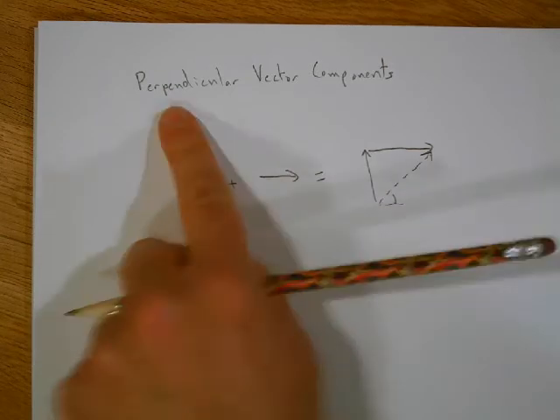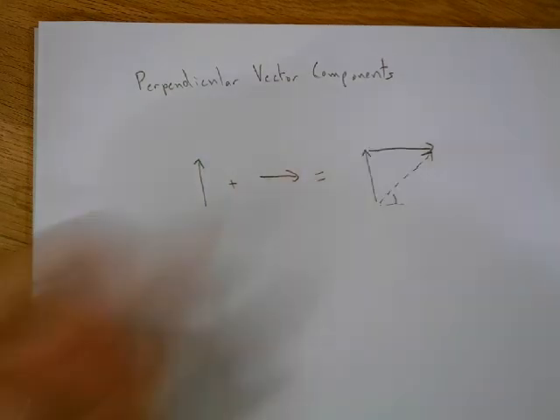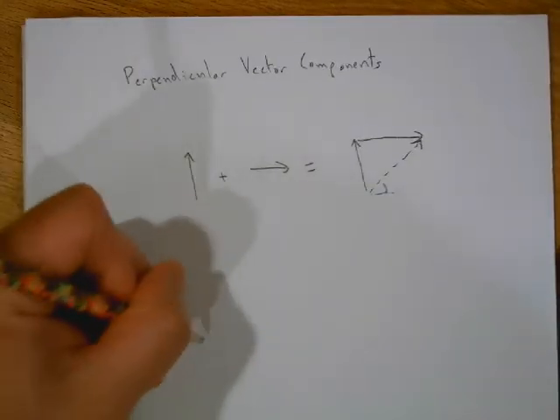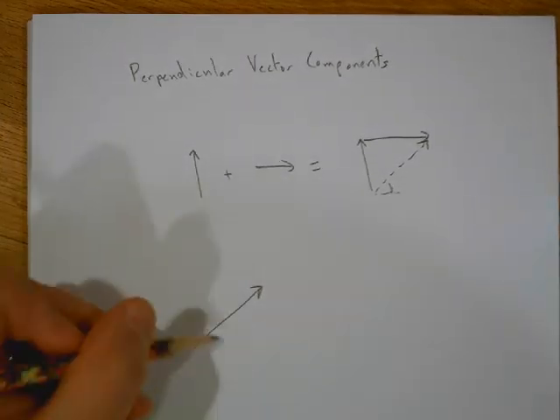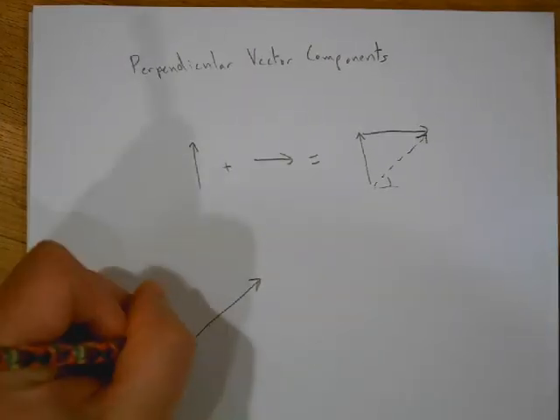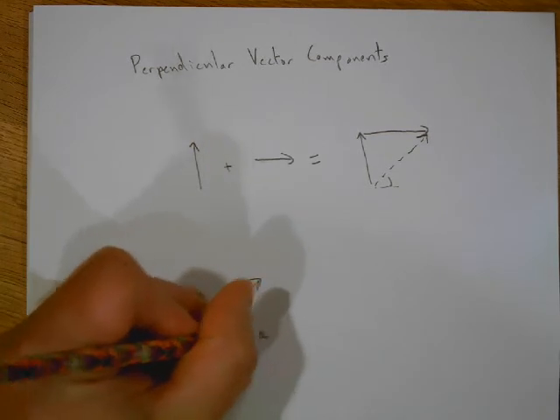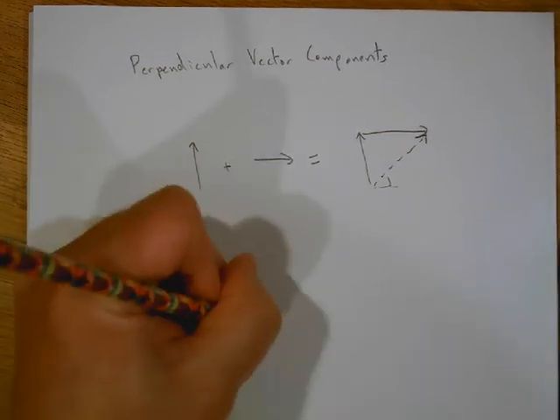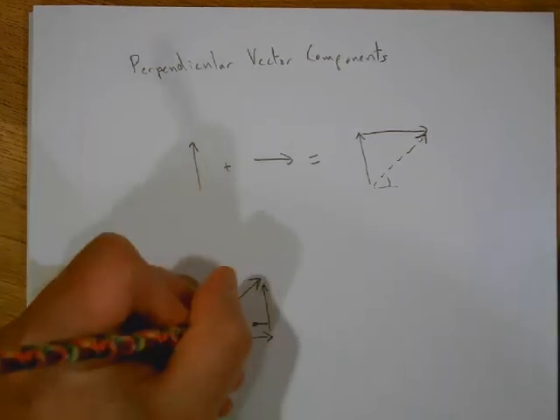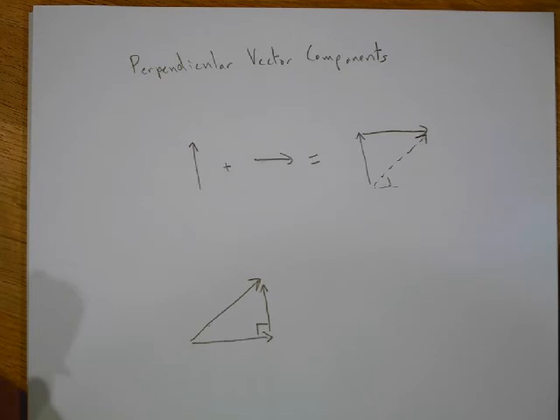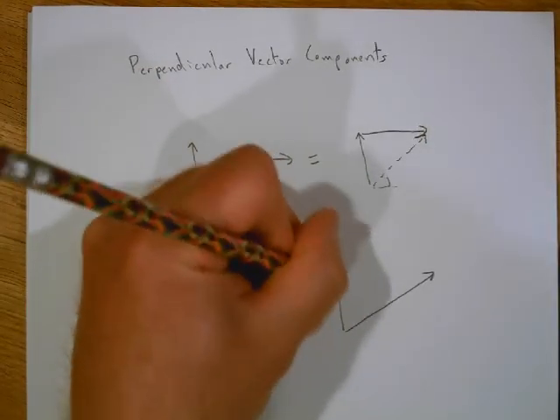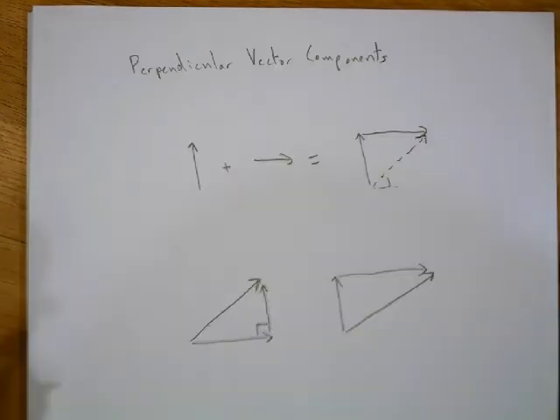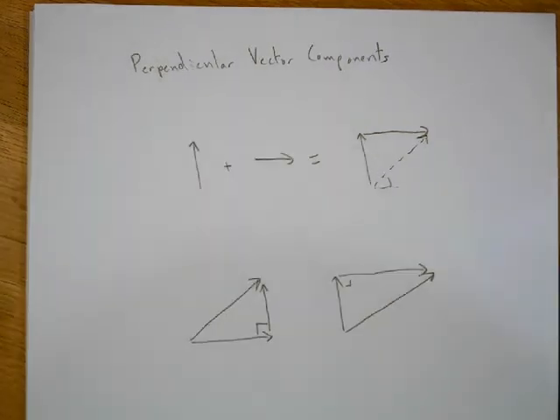Well, perpendicular vector components is essentially just the opposite. It's kind of working backwards. I have this vector, and I want to break it into two perpendicular components that add up to that. Well, how would I do that? I could say this would be my horizontal component, and then this would be my vertical component, where, hey, look, that's a right angle. Or you could also draw it this way too. It would be the same difference. You could go vertical component, horizontal component. But those would be my two perpendicular components.